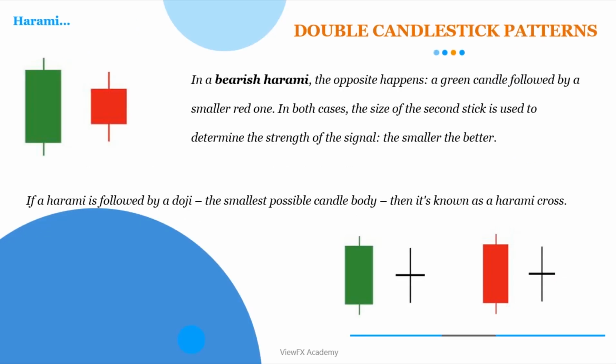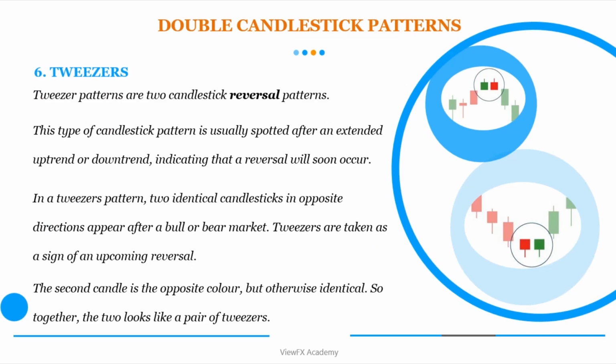In a bearish harami, the opposite happens, a green candle followed by a smaller red one. In both cases, the size of the second stick is used to determine the strength of the signal, the smaller the better. If a harami is followed by a doji, the smallest possible candle body, then it's known as a harami cross. Tweezers. Tweezer patterns are two candlestick reversal patterns.